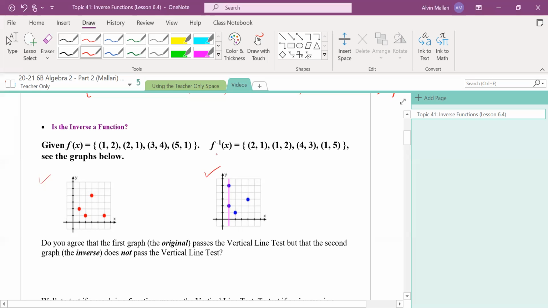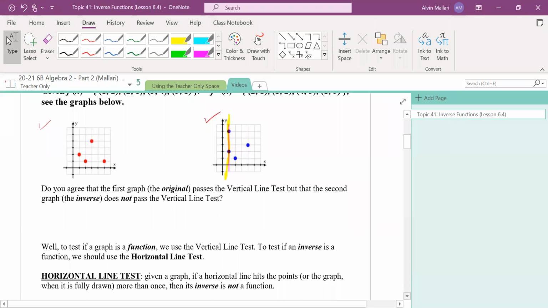As indicated here, we have this vertical line. See how it passes through 2 points? So it does not pass the vertical line test. So here we agree. Well, to be able to test the inverse, whether it is indeed a function or not, instead of using the vertical line test, we will be using the horizontal line test.